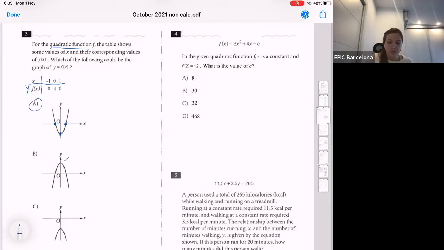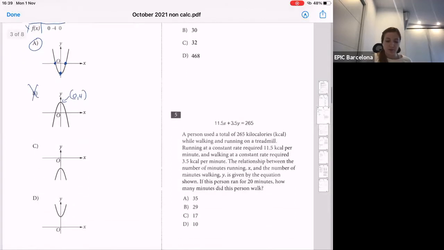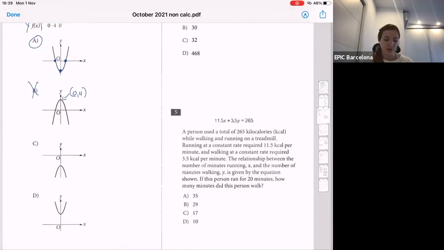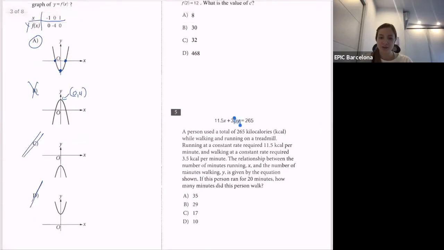It couldn't be choice B because this would be like maybe (0, 4), which is not provided. And if we look at options C and D, they don't even have x-intercepts. So they are gone. Amazing, right?